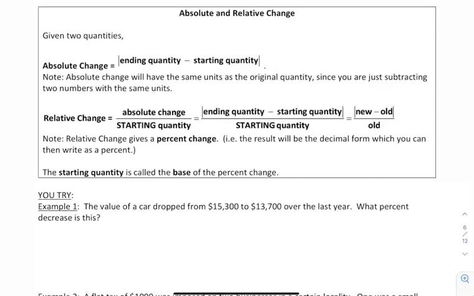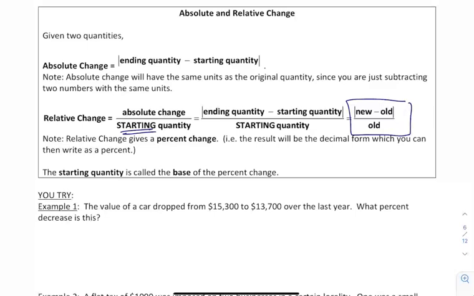Now, when we do a relative change, we take our absolute change and we divide by the starting quantity, and that's important, it is the starting quantity. That absolute change from before was the absolute value of ending quantity minus starting quantity, divided by the starting quantity. I like the simplified version, absolute value of the new value minus the old value divided by the old value. That just is a little bit easier for me to remember.